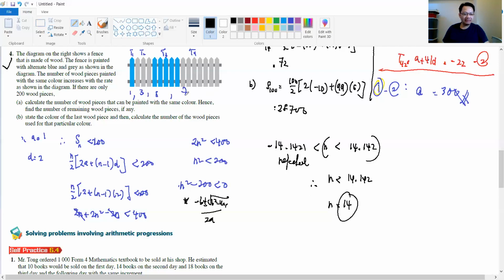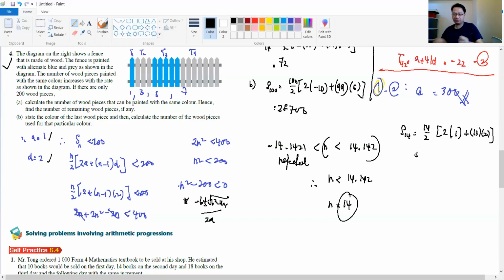Now, hence find the number of remaining wood, if any. So I believe that not all the 200 will be used. We are used until the 14th section. So we try to find how much in total we already used. For 14 terms, we can find the sum of 14. So 14 over 2, 2a is 1 here, and the difference is 2. N minus 1, 14 minus 1, 13, the difference is 2.